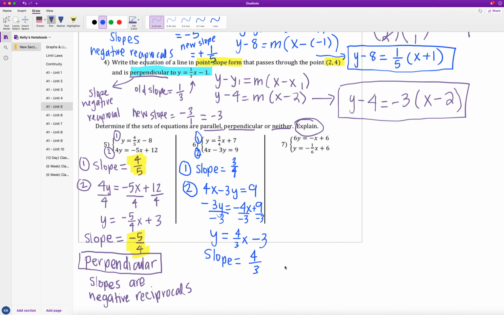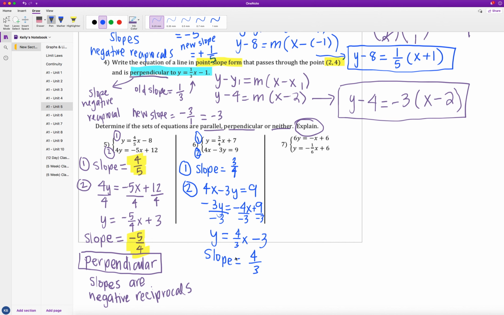Now our job is to figure out, well, what is the connection between those two slopes? Are they the same? Are they opposite reciprocals, or are they neither? So my first slope is 3 over 4, and my second slope is 4 over 3. So what do you guys think? Are these the same slopes? Are they negative reciprocals, or are they neither?